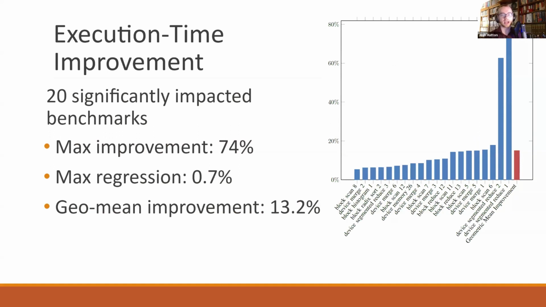For our execution time results, this graph shows the 20 most significantly impacted benchmarks. We defined a benchmark as significantly impacted by looking at the difference between ACO and AMD's execution times, and we called them significant if the difference between them was greater than 1%. As you can see, there are no regressions greater than 1%. The largest was 0.7%. The maximum improvement was 74%, and the geometric mean improvement of these 20 benchmarks was 13.2%.